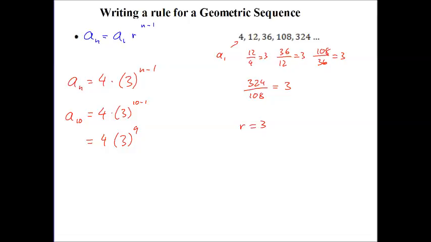And if we plug this into our calculator, we get a sub 10 is equal to 78,732. That's a pretty big number. And as you will continue to see in this lesson, numbers tend to get very large in geometric sequences as we continue to multiply by a constant ratio.